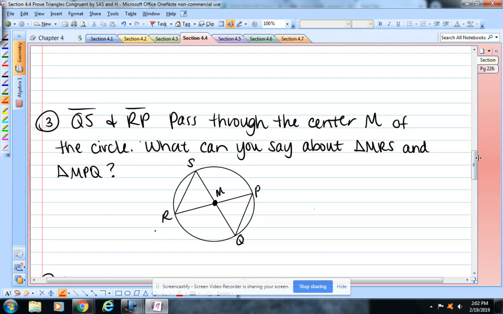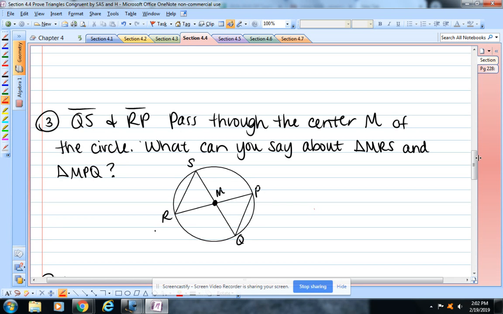Okay, this one's not a proof. Not a proof. Just ask me a question. It said, here's a picture. It's outside of the circle. It's got 2 lines that go through the circle. M is the center of the circle. It says segment QS and segment RP pass through the center M of the circle.